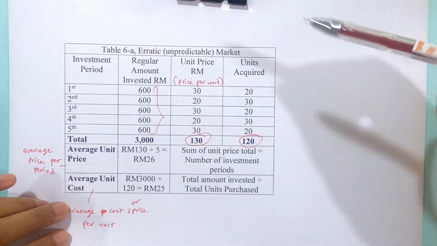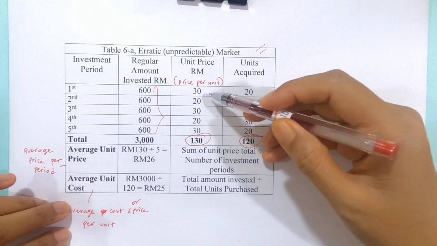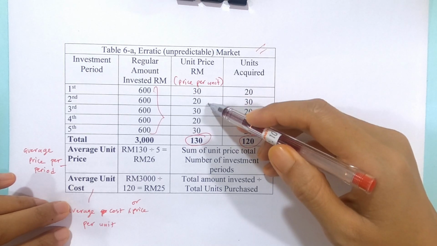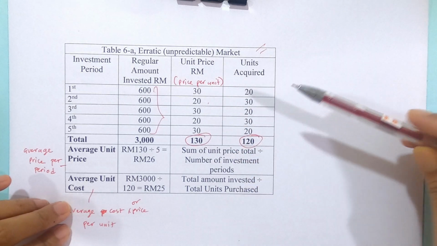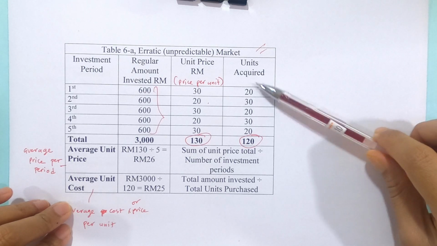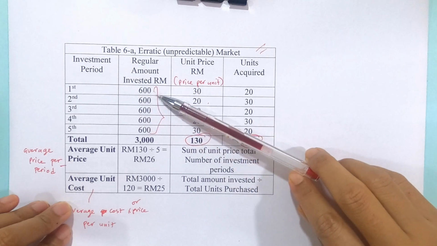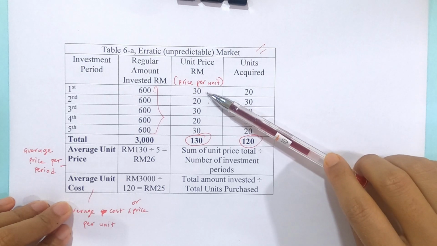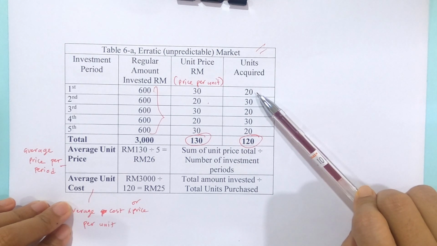The situation is where the market is unpredictable or erratic, where we can see that the unit price is fluctuating. Sometimes it is 30, sometimes it is 20. This is the price per unit of the investment, and we can see the units acquired vary according to the price. Looking at the first investment period, the amount that we invest is 600, and the price per unit is 30, which means using 600 we can only buy 20 units.